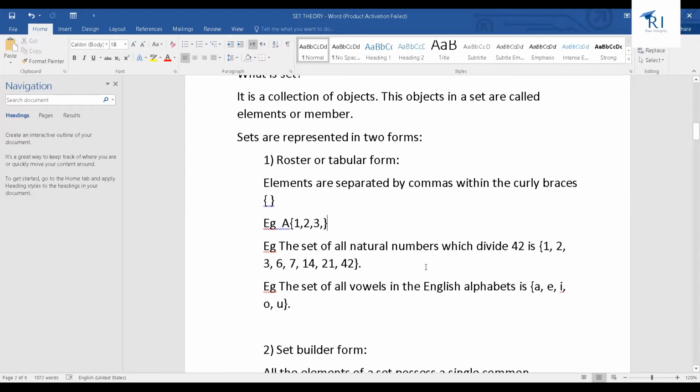The other example: the set of all natural numbers which are divisible by 7.